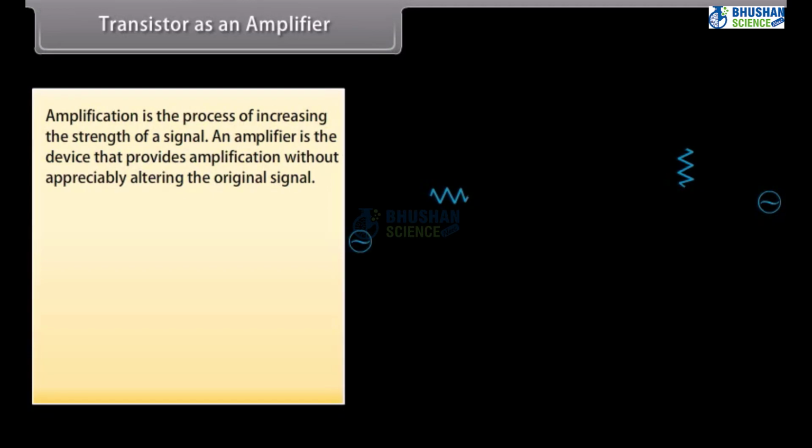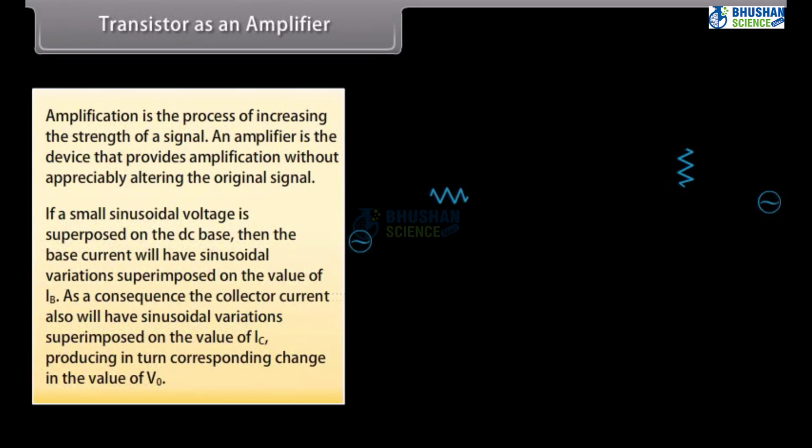Transistor as an amplifier. Amplification is the process of increasing the strength of a signal. An amplifier is the device that provides amplification without appreciably altering the original signal. We consider the operating point of the transistor somewhere in the middle of this active region. The DC voltage VCE is equal to VCC minus ICRC would also remain constant. The operating values of VCE and IB determine the operating point of the amplifier.